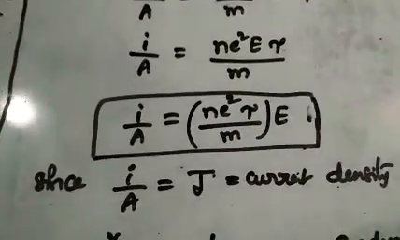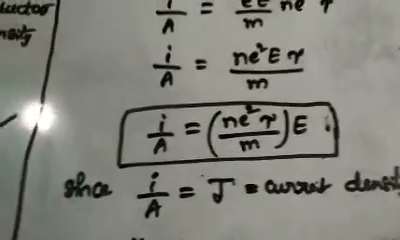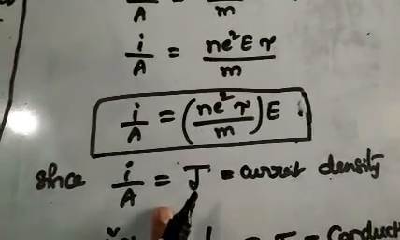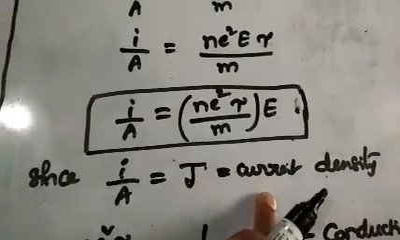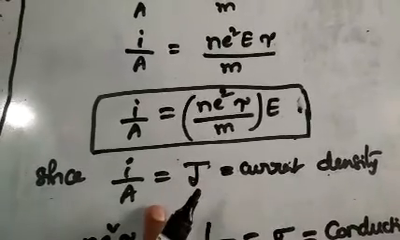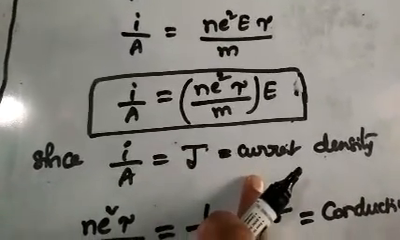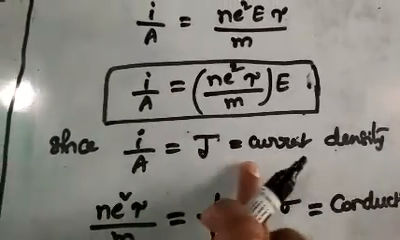Here one definition everyone has to understand, this is the simple point. I by A, current per unit area, is known as current density. Remember, current per unit area is known as current density. Already I explained in the beginning and again I am repeating.